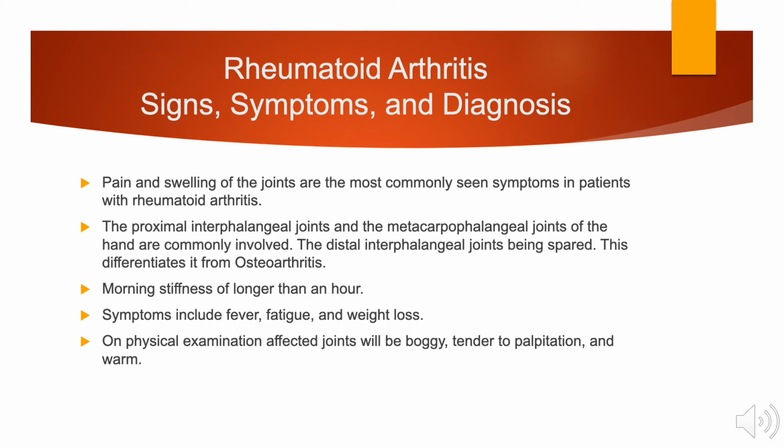Symptoms such as fever, fatigue, and weight loss may occur. Morning stiffness can last longer than an hour. On physical examination, affected joints will be boggy, tender to palpation, and warm.